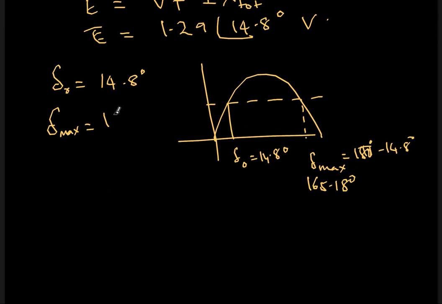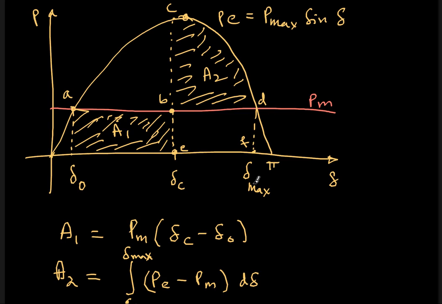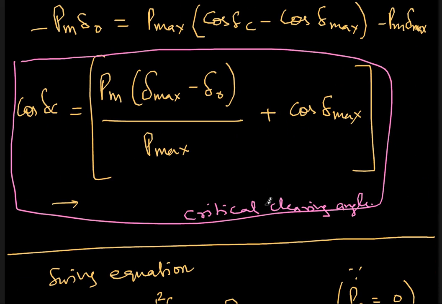Now once I have this, these two should add up to 180 degrees. Now I have these two. We had discussed the expression for critical clearing angle in an earlier video. So this is the critical clearing angle, and from this I can find it.